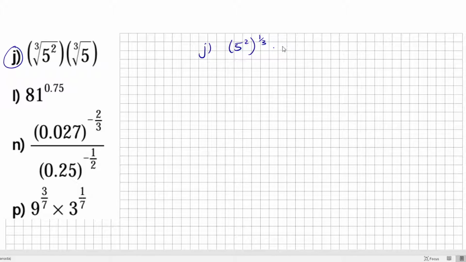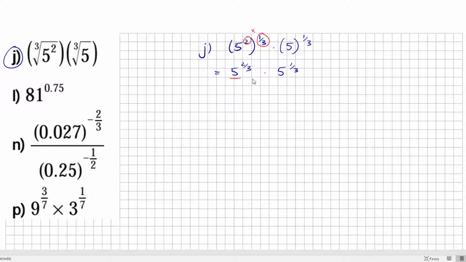And I'm going to do that for the second factor as well, which is just 5 to the power of 1 over 3. Then I recognize that my exponent on the inside of this bracket and the exponent on the outside of the bracket will multiply. So I get 5 to the power of 2 over 3 times 5 to the power of 1 over 3.